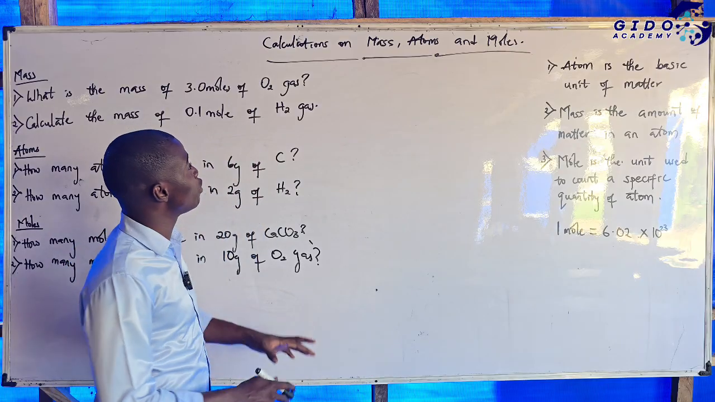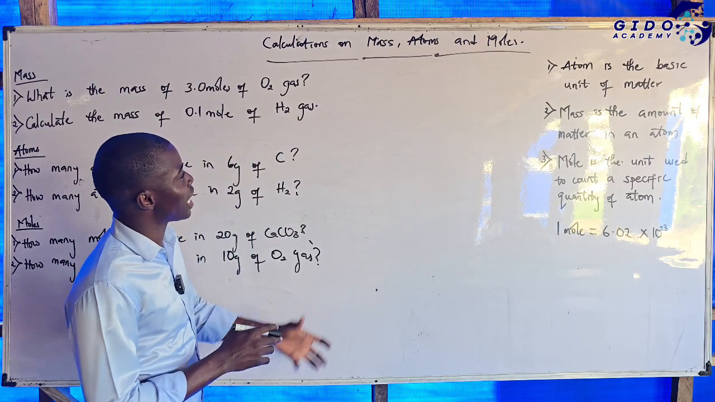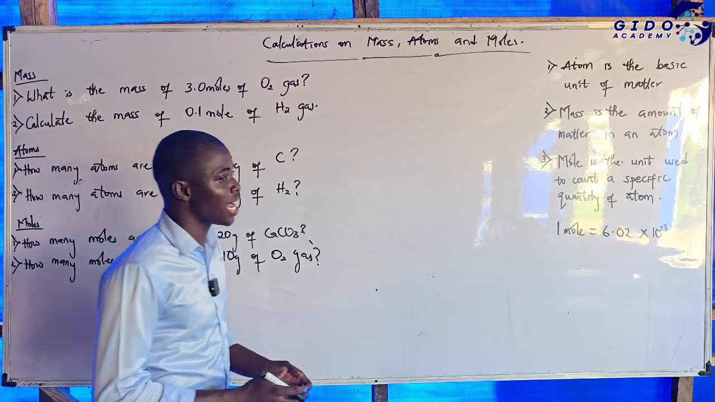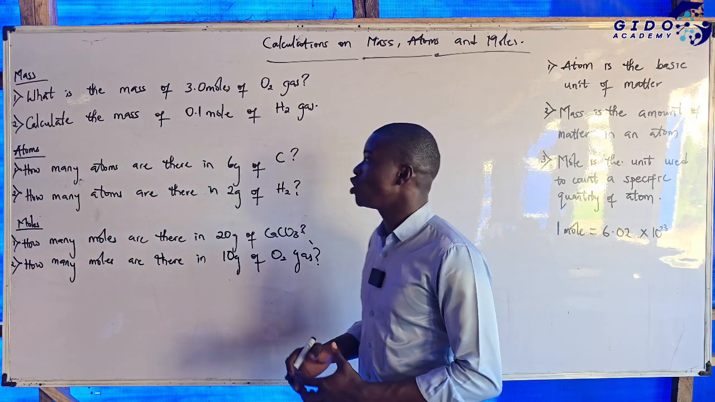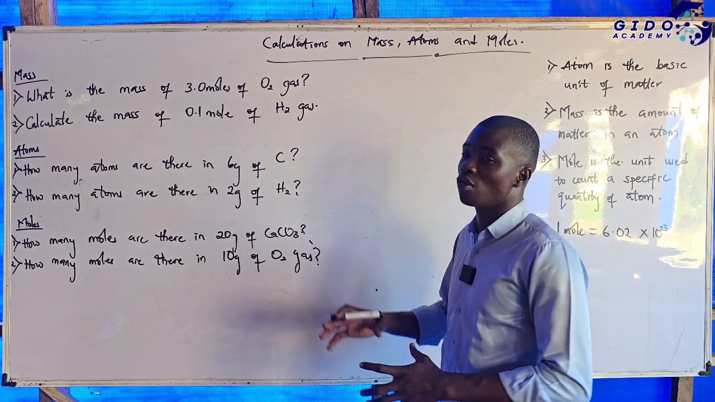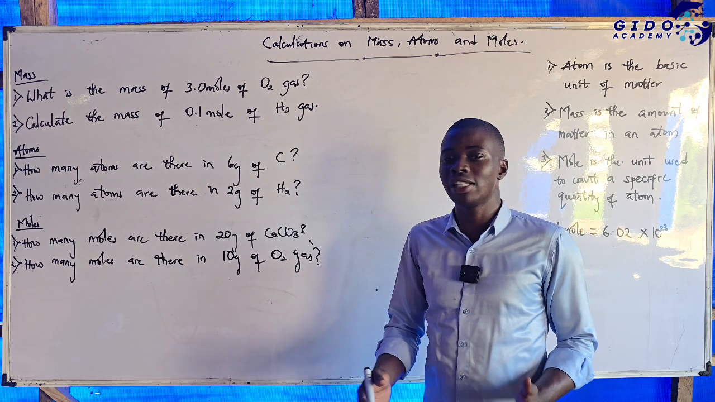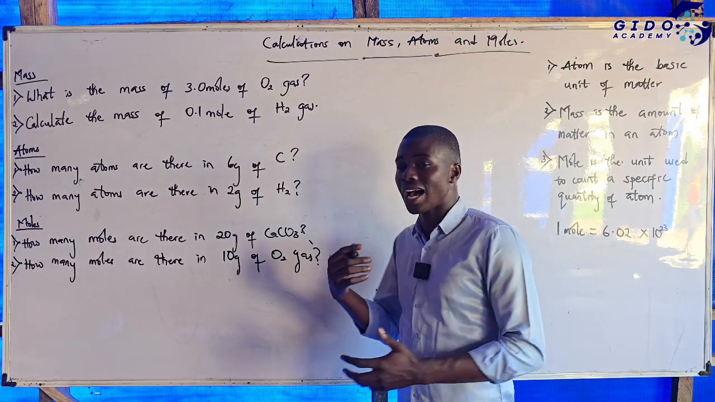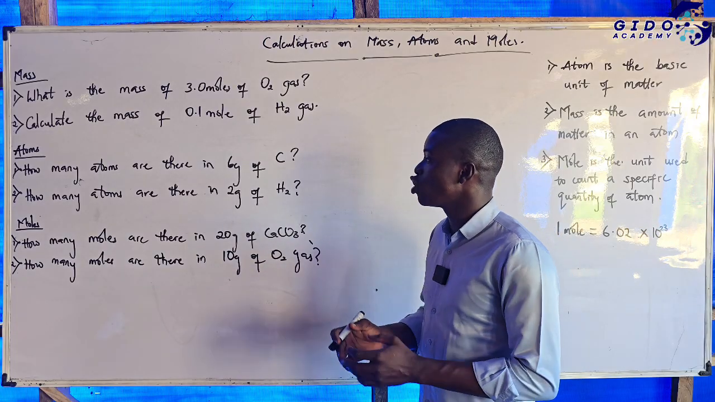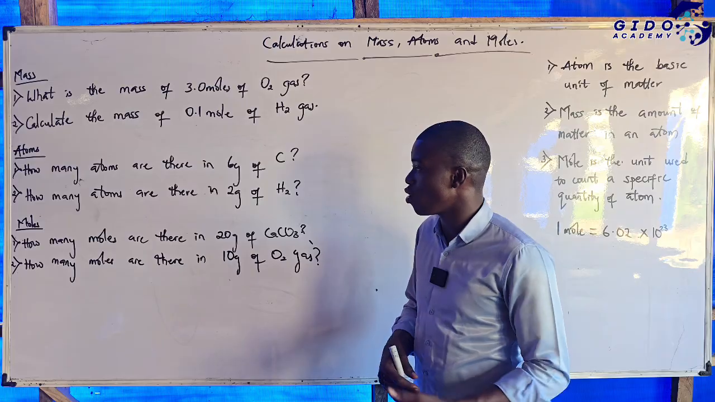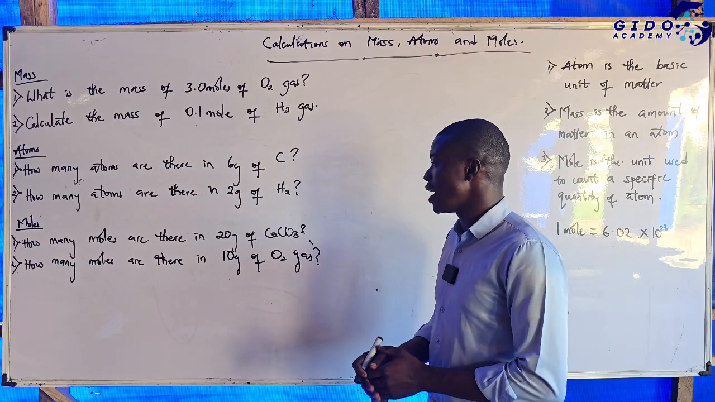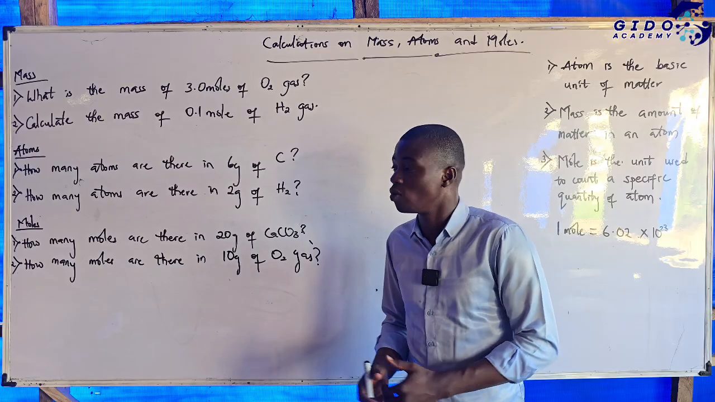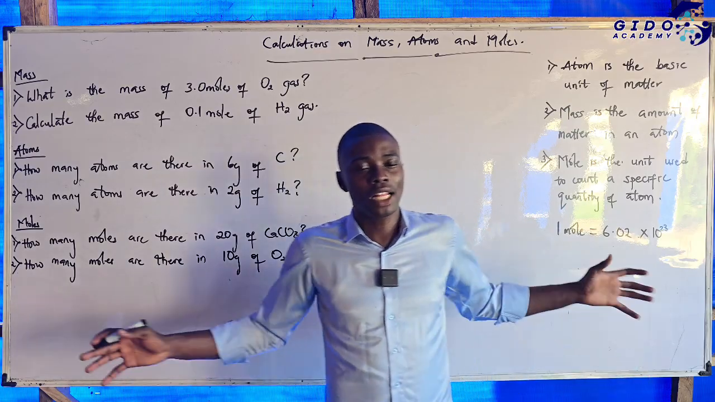And in this particular video, we're talking about calculation on mass, atoms, and moles. There are some things you are expected to know as a student. A lot of questions will always come out from this angle in your exam. They might ask you to calculate the quantity of mass in an atom or in a molecule, the number of atoms that is present in a molecule, or they can even ask you how many moles are there in a particular gram of a molecule. So in this video, we are going to explain all of that.